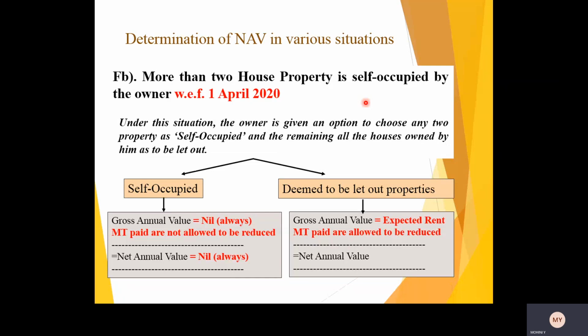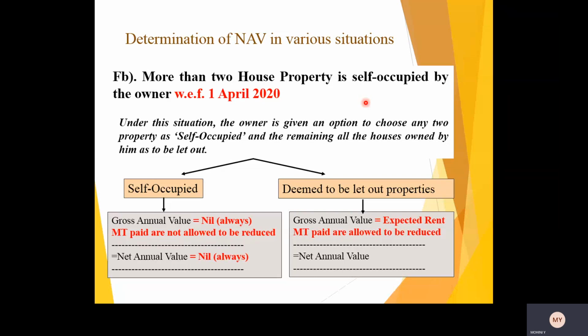In your paper, you might get the question with effect from assessment year 2021. So your financial year will be this, and it will be applicable. In this case, you always have to write that with effect from 1st April 2020, up to 2 house properties can be claimed as self-occupied by the owner. The other properties will be deemed to be let out. So in this case there will be 3 assumptions in case of 4 houses. You can choose houses 1 and 2 as self-occupied and 3 and 4 as deemed to be let out.